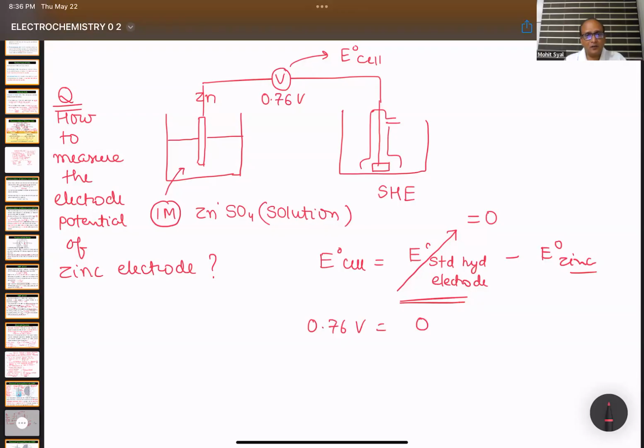Standard hydrogen electrode is assigned 0 volt. Its electrode potential is assigned to be 0. Otherwise, you can't calculate. You need to consider one of the electrodes as 0, and you will consider that electrode as the reference electrode, and you will connect all the rest of the electrodes and compare with that reference electrode, and that reference electrode is 0. It is arbitrarily assigned.